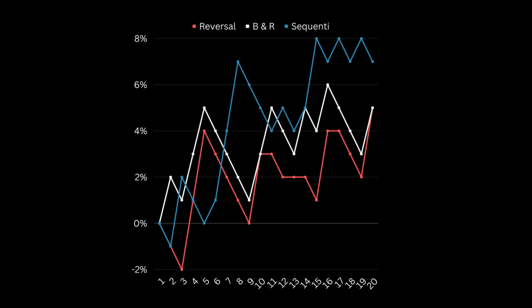And it's very crucial that we have these 3 different strategies, because each and every one of them are different. Some you can see between the reversal and the break and retest are correlated a little, but we can see with Sequenti it is the complete opposite. When Sequenti wins, the reversal tends to lose.